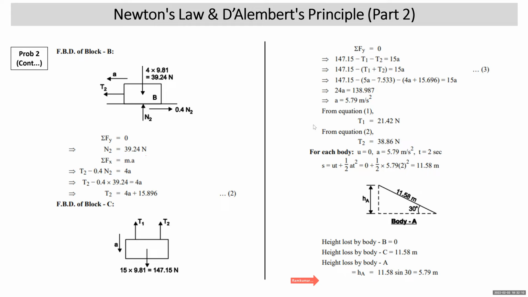Now we consider the free body diagram of block B. Its weight is 4 into 9.81, 39.24 vertically down, and normal reaction N2. Acceleration is to the left, with tension T2 in the string. As motion is to the left, friction is to the right.